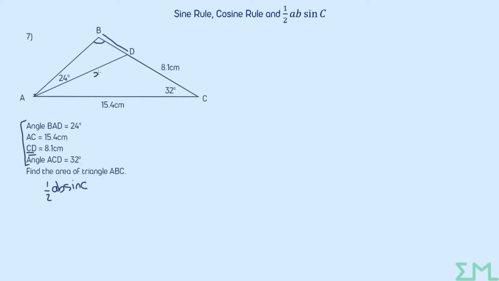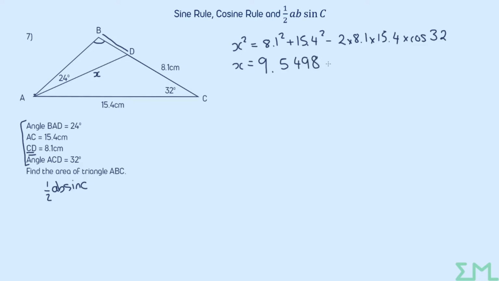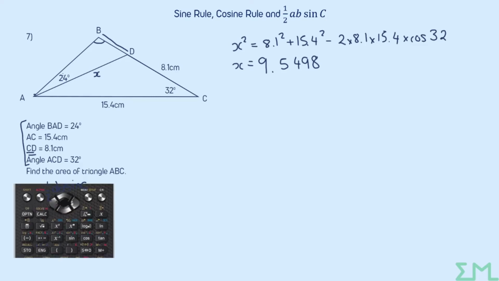Let's just start with x. So x squared is going to be 8.1 squared plus 15.4 squared minus 2 times 8.1 times 15.4 times cos of the angle between, 32. Pop that in and see what we get. Okay, so we get 9.5498.